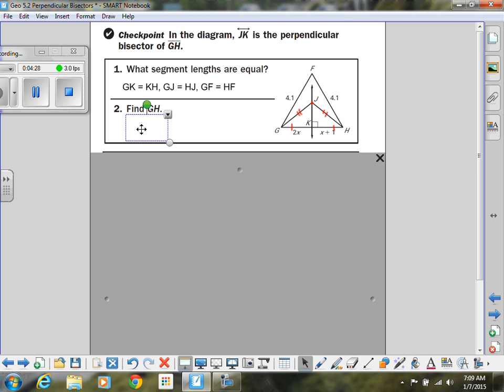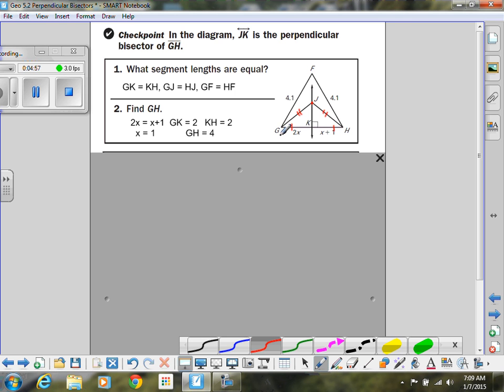All right, so we're going to set 2x equal to x plus 1. So let's do that and then solve for that. So I'm just going to subtract the x from both sides and I get x equals 1. Now remember, they don't just want what x equals, they want what GH is. So GK, if I plug in 1 for x in 2x, I'm going to get 2. And then KH is also 2. So that means this entire length, all the way from here to here, is 4.